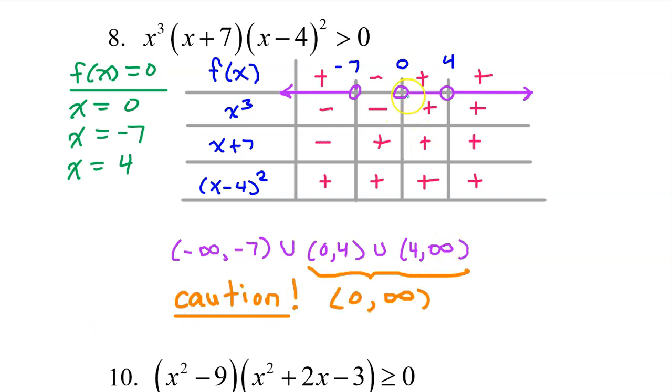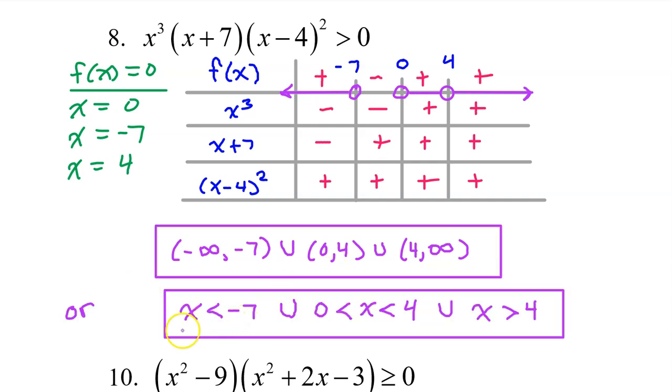Caution! Do not try to make one big interval from 0 to infinity. This is wrong because it includes a point where x is equal to 0, not greater than 0. So do not do this. That's a common mistake. And here's what the solution would look like written with inequalities.